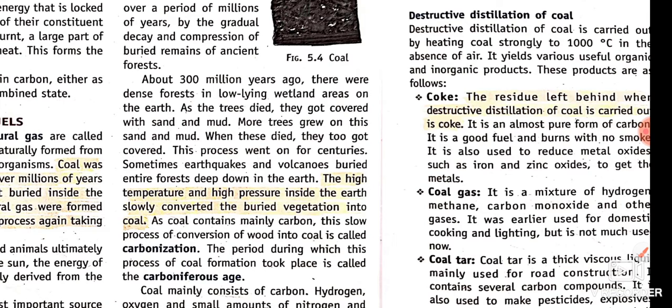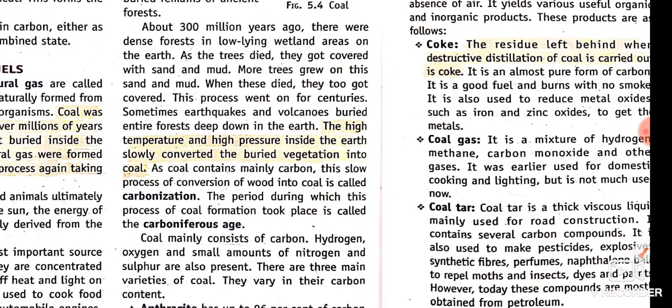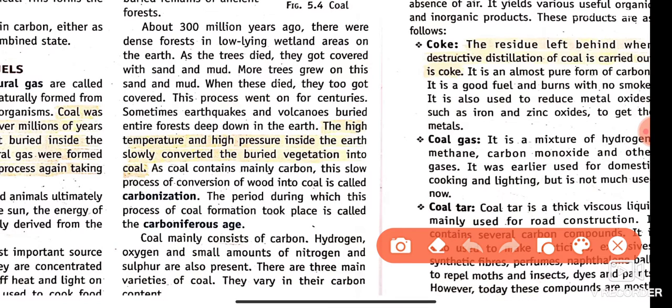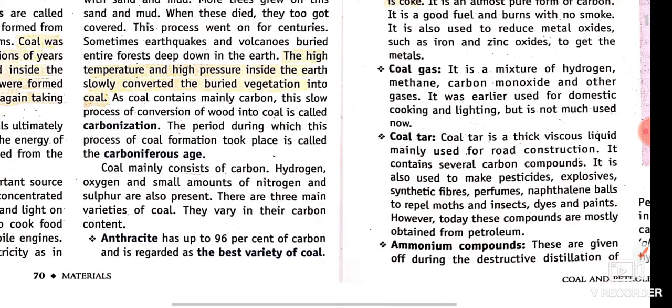About 300 million years ago, due to high pressure and temperature, these forests were converted into coal. The slow process of formation of coal from plants is known as carbonization. So remember, beta, what is the carbonization process? The slow process of formation of coal from plants is known as carbonization, and the age in which it took place is called the Carboniferous age.